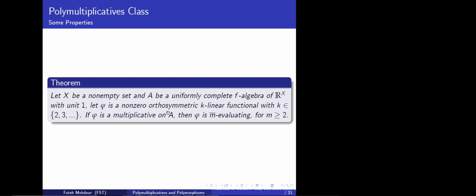So let phi be a non-zero orthosymmetric k-linear function, with k greater than or equal to 2. If phi is multiplicative on A, then phi is m-bar evaluating, under the additional condition that m is greater than or equal to 2.